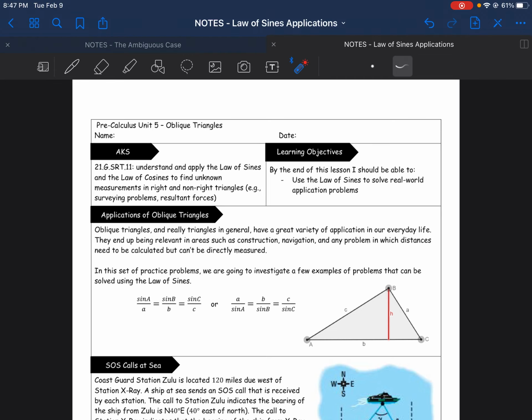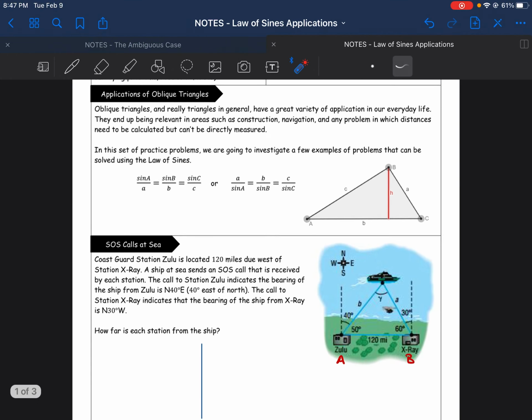So you're going to see three different problems here. Some of them are your pretty standard law of sines problems, and you'll see one pretty cool problem at the end, which falls into an ambiguous case scenario, and that's going to be a pretty special problem you'll see.